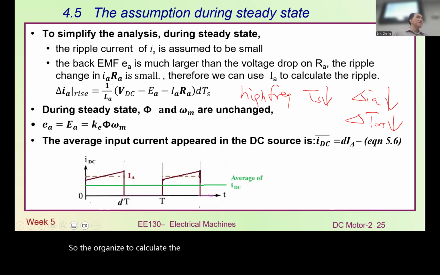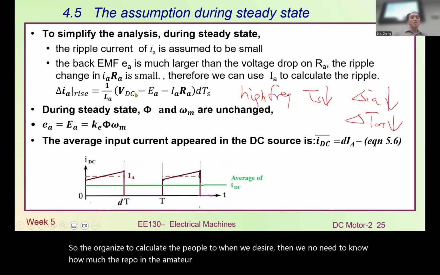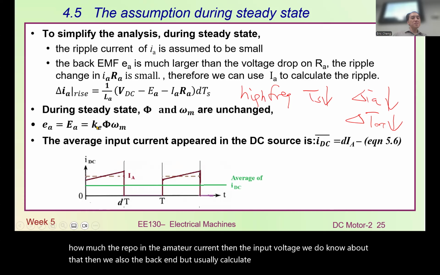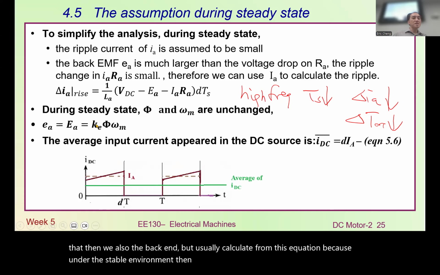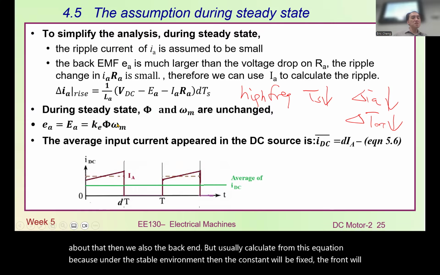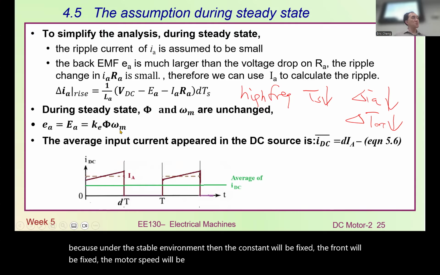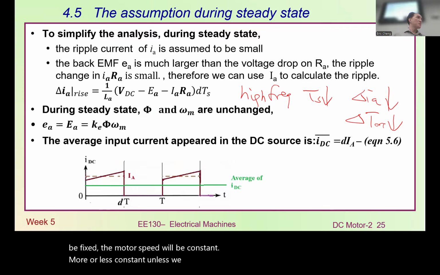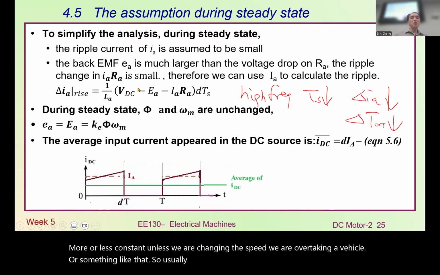When we design it, we need to know how much ripple there is in the armature current. Then the input voltage, we do know about that. The back EMF we usually calculate from this equation, because under a stable environment the constant will be fixed, the flux will be fixed, and the motor speed will be more or less constant, unless we are changing the speed, for example overtaking a vehicle. So usually they are fixed. That means all of them are fixed.